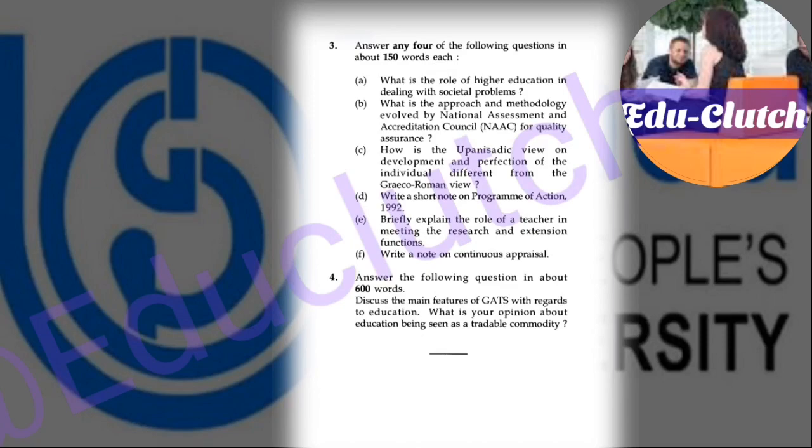Third question, again 150 words, need to attempt 4. Say all 6 here. First, what is the role of higher education in dealing with societal problems? Second, what is the approach and methodology evolved by National Assessment and Accreditation Council, that is NAAC, for quality assurance? Third, how is the Upanishadic view on development and perfection of the individual different from the Greco-Roman view?